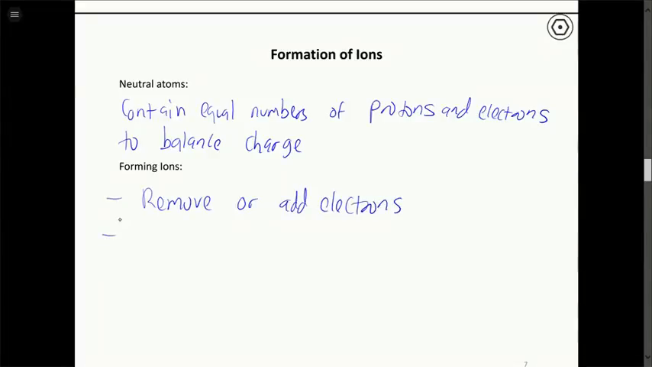It's tempting sometimes, if you see an ion, to think, oh, it might have either more protons in the nucleus or fewer protons in the nucleus. But remember, if we were to change the number of protons, we're changing the identity of the atom. We're not just making an ion from that. So when you're forming ions or trying to figure out how many subatomic particles are there, you're never going to add or remove protons.